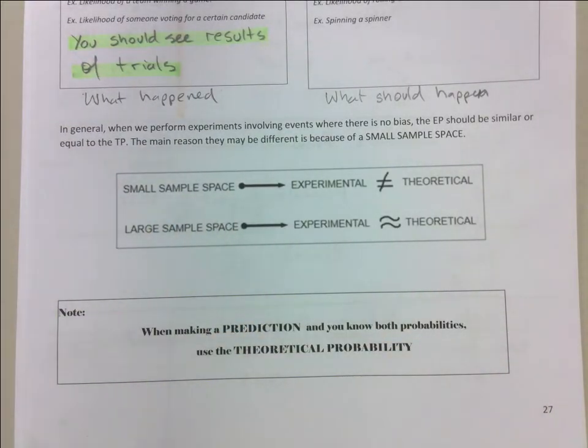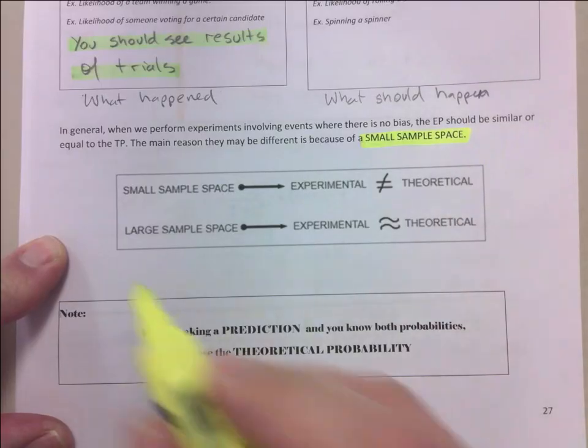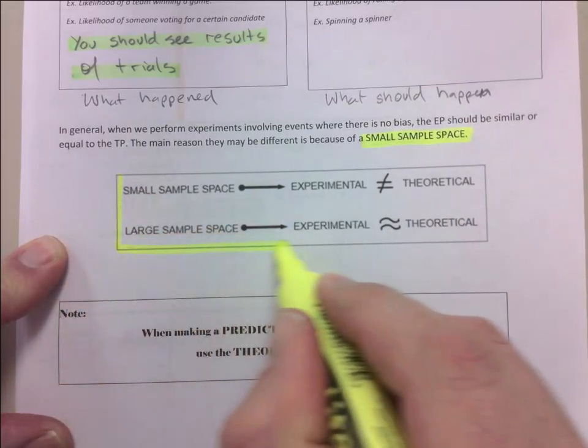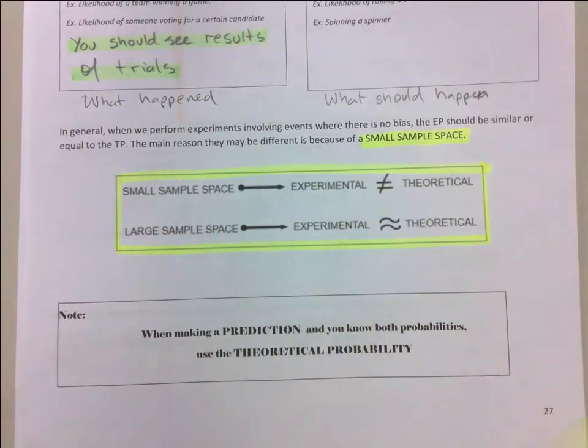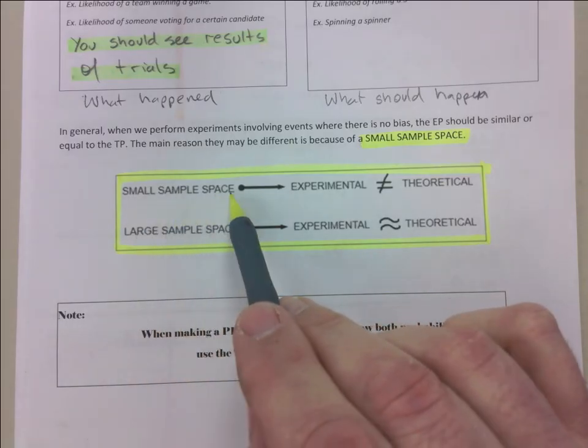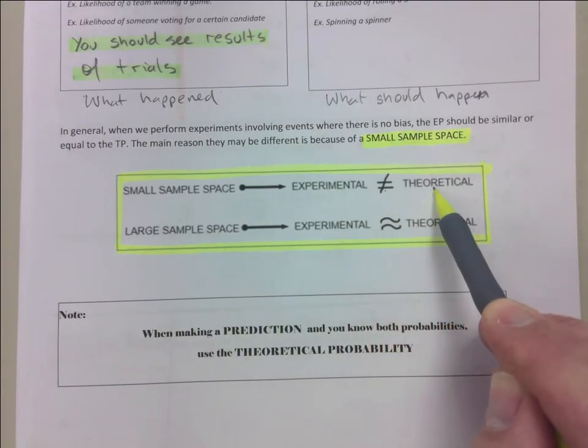This is worth highlighting, the whole thing. This is a very important concept. If there's a small sample space, right, you're not going to have accurate results. But remember, guys, theoretical probability is king, right? Most of the time, it's the one you want to mimic. So small sample space, experimental will not be equal to theoretical.